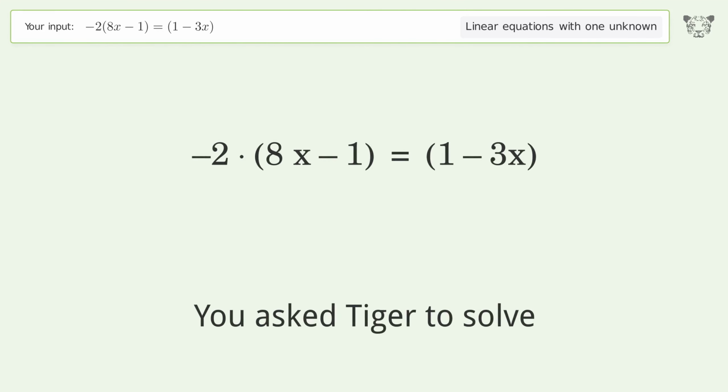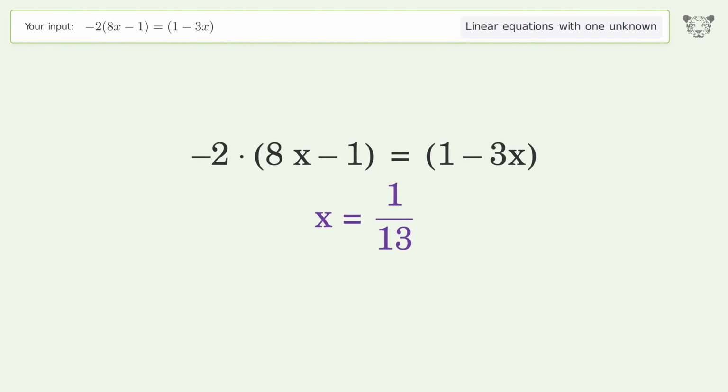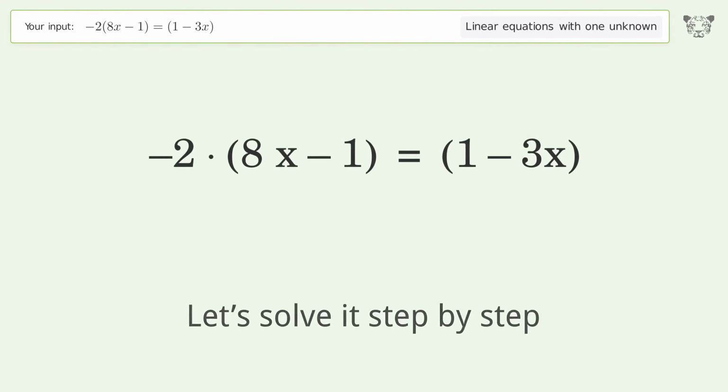You ask Tiger to solve. This deals with linear equations with one unknown. The final result is x equals 1 over 13. Let's solve it step by step.